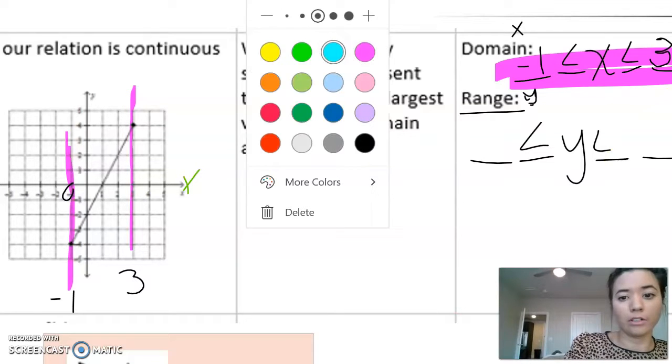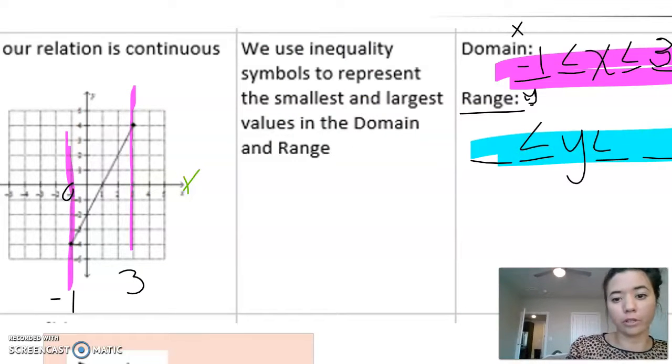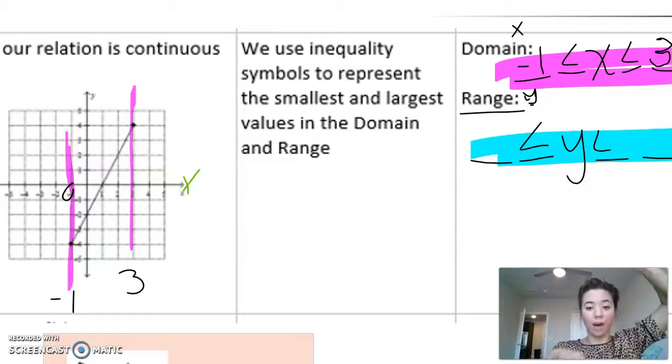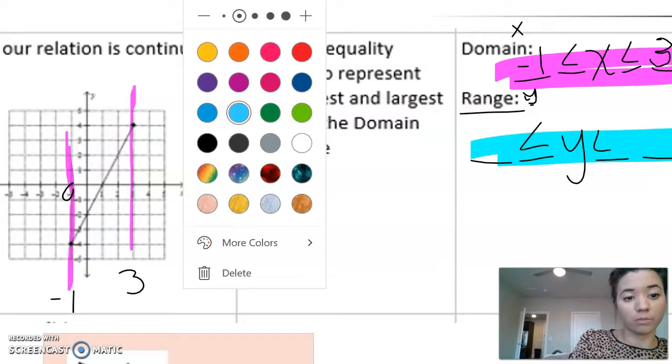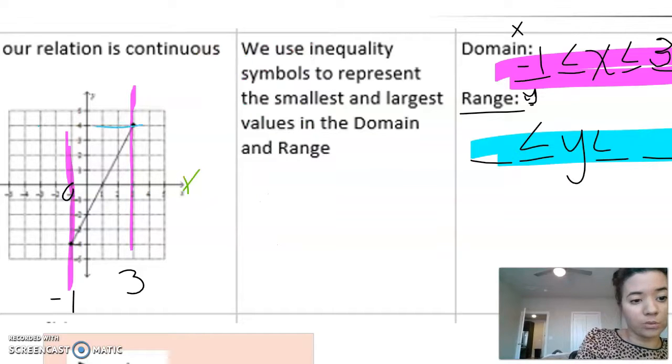Okay, I'm going to do my range here in blue. So now I'm looking at my y-axis, how high my graph reaches and how low my graph reaches. So let me change my marker to blue now. My graph reaches way up here, and then it goes way down here.